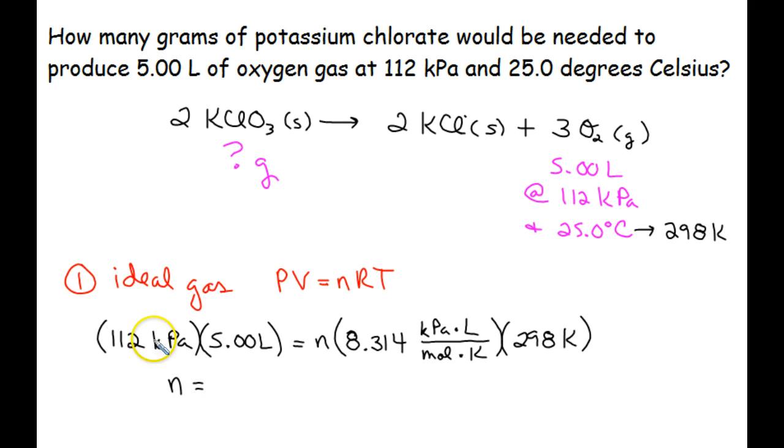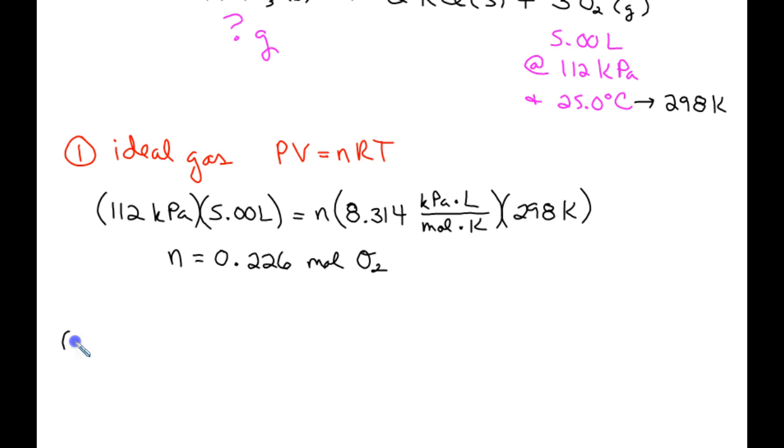Alright, so multiply 112 times 5 and then divide that by whatever 8.314 times 298 is, and that should give you 0.226 moles of O2. Now that we've got moles, we can use some traditional stoichiometric relationships to do what we need to do. Okay, so 0.226 moles of O2.